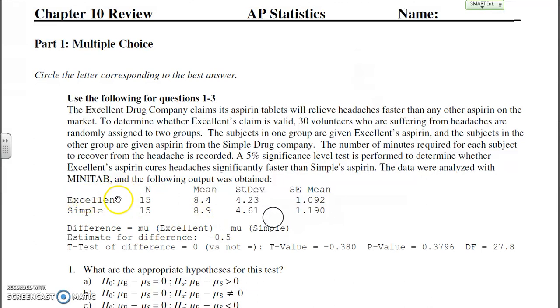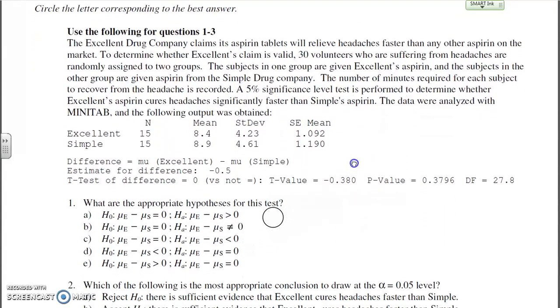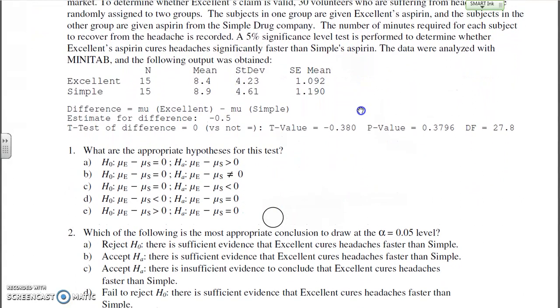So you can see the two drugs, Excellent, Simple, the sample sizes with the mean, standard deviation, and remember this is the standard error. That's what that means, okay? They actually give you a lot of information in here. They give you the estimate, which is your statistic. This is saying your null hypothesis equals 0 versus not equal. Okay, that's what the null and alternative are. This is the t-value, or in other words, test statistic. Your p-value for a two-sided test, because it says versus not equal, and the degrees of freedom. So they actually give you all the information you need.